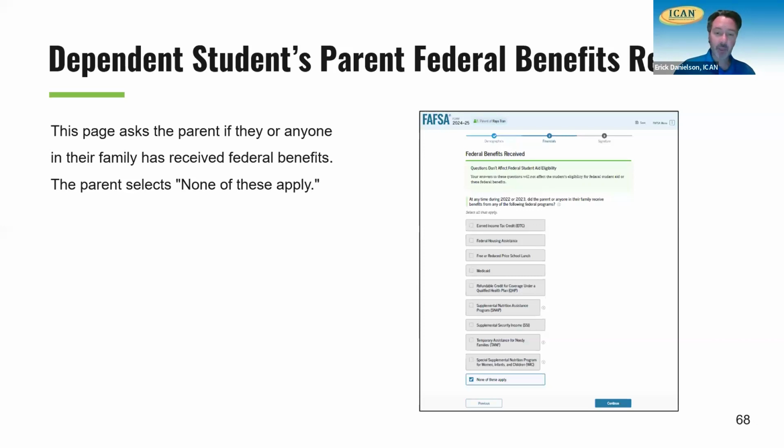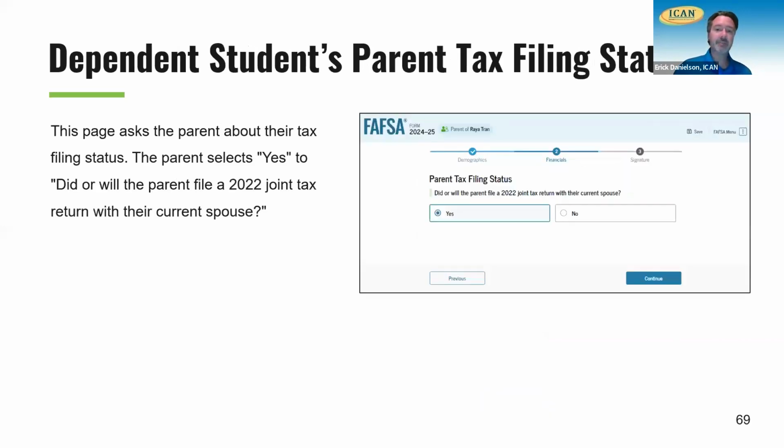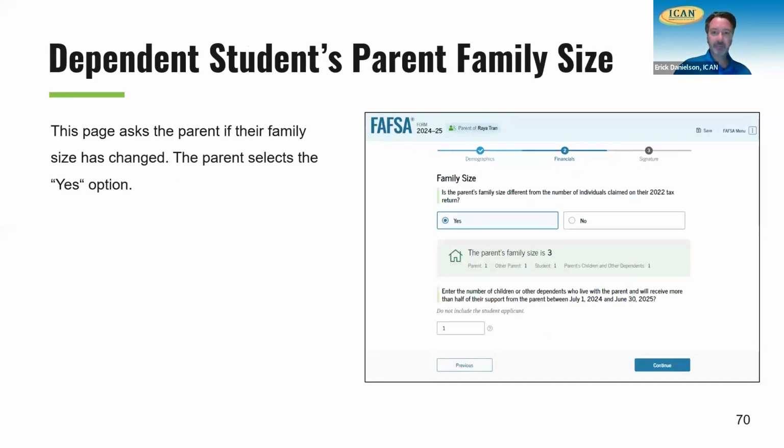For our example today, we're going to hit none apply and then hit continue. Next, it's going to ask about parents' filing status. Did or will the parents file a 22 joint tax return? And then we would click yes on that if that would be the case and hit continue.